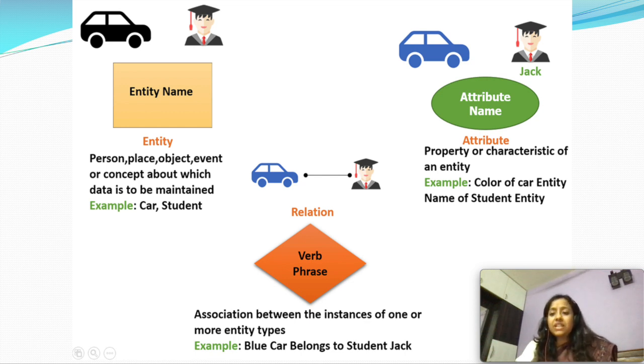Though we are focusing our talk today on entities and attributes, let us see what is a relation. A relation is a verb phrase, an association between the instances of one or more entity types. For example, a blue car belongs to student Jack.